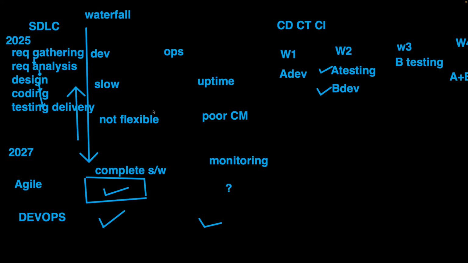So this is what Agile does, but it was successful only to a certain extent. But then DevOps came in, through which you have continuous development, continuous testing, continuous integration, continuous deployment, and continuous monitoring as well. Right? Let me try to differentiate these three methodologies. Let's talk about Waterfall, Agile, and DevOps.